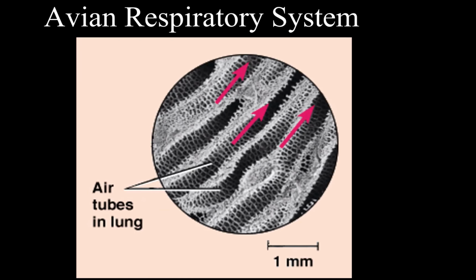So this is a picture of bird lungs, or a microscopic picture. So you can see it's just these kind of tubes that have a lining that's very spongy. And so the air is flowing through the tubes, and then you've got this massive blood supply around them that's picking up that oxygen very, very efficiently.